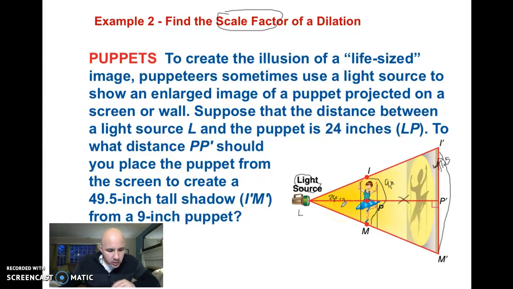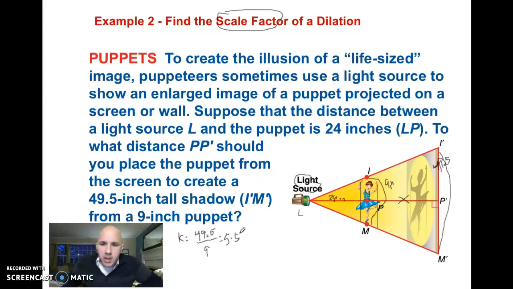The first thing we want to do is find out what the scale factor is. So the scale factor, K, is going to be that 49.5, the bigger image, divided by your 9. You can calculate that. So find the scale factor, and that's going to be 5.5. Nice.